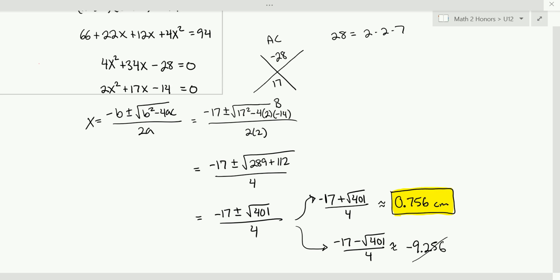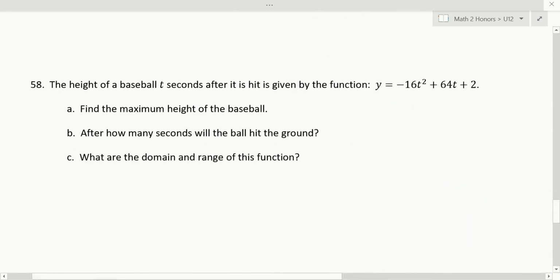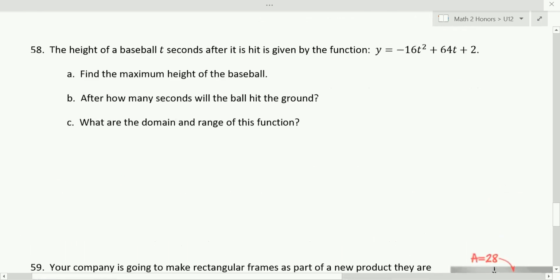All right, let's now take a look at number 58. So 58, we have the height of a baseball, t seconds after it's hit, is given by this function, negative 16t squared plus 64t plus 2. And we know that as things like balls travel through the air, they travel in the form of a parabola. And that's why we're getting that quadratic equation there.